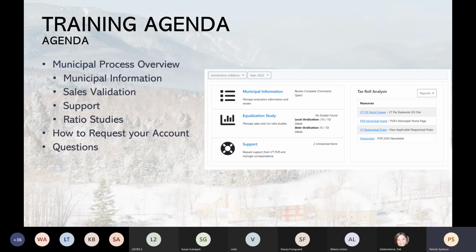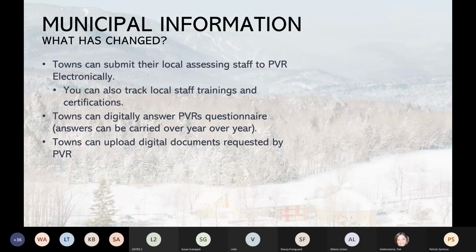So our training agenda, we're going to go over the municipal process. So that's municipal information, sales validation, support, and ratio studies. We'll also talk about how to request an account if you don't already have one and take any questions that you might have. So we're going to start with municipal information.